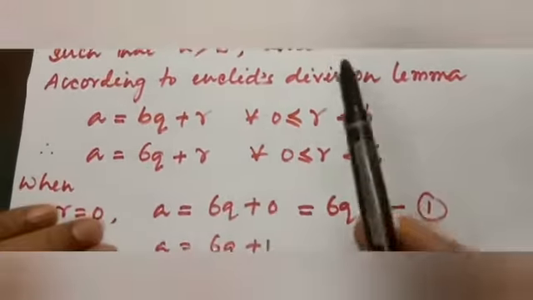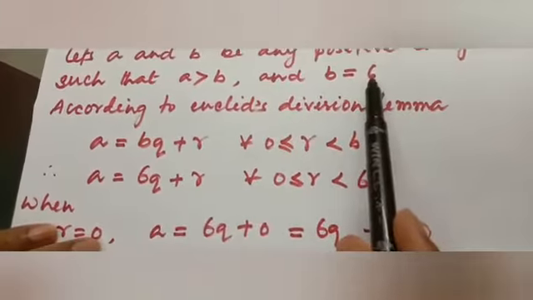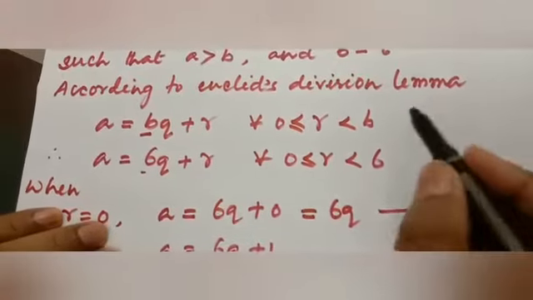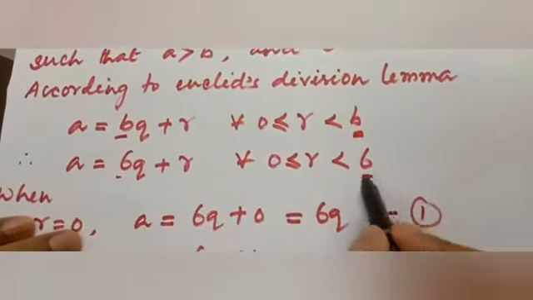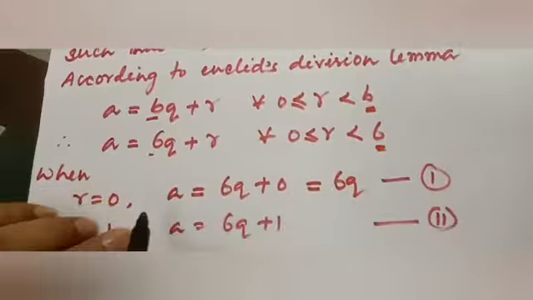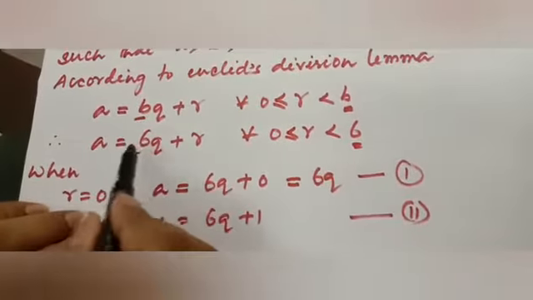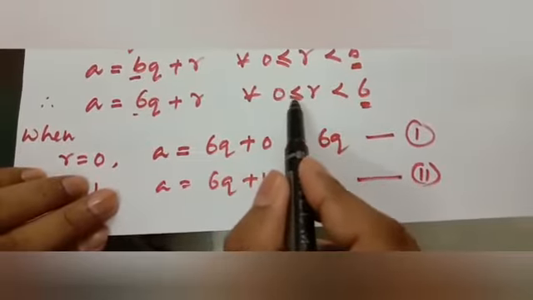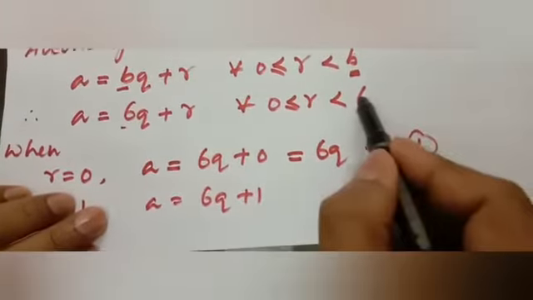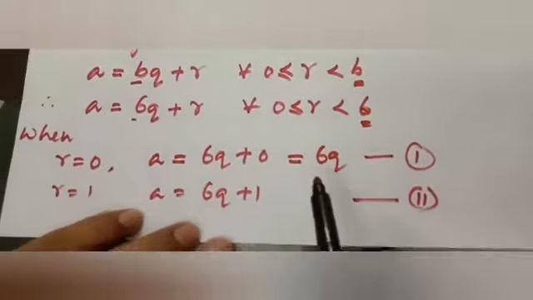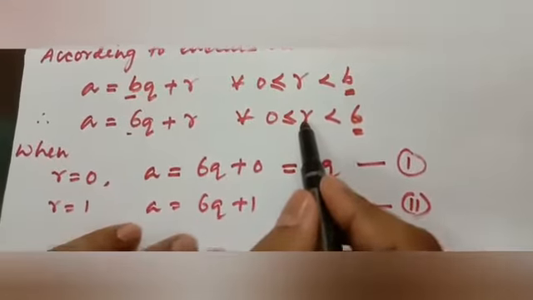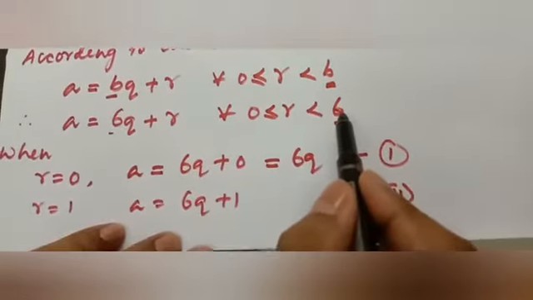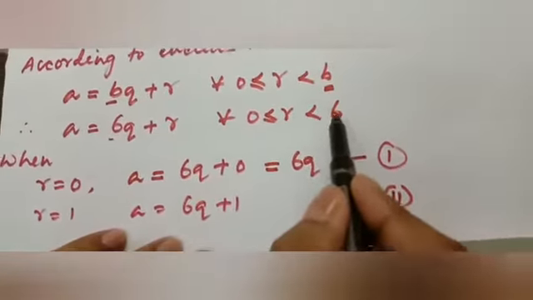Now we are taking b equal to 6. So in place of b we can take 6. So now the equation becomes a equals 6q plus r, where r is greater than or equal to 0 but less than 6. See carefully, the value of r may be 0 or greater than 0 but less than 6. That means less than the divisor.